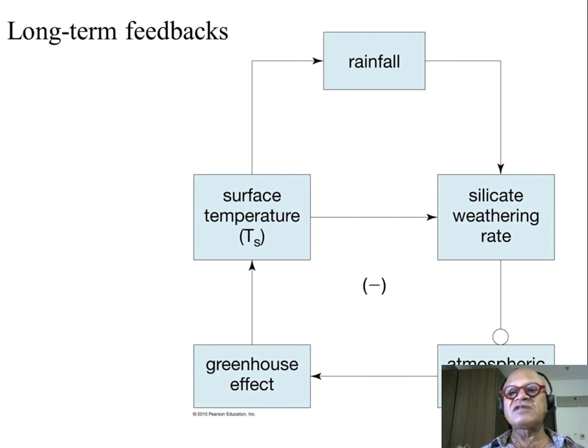So long-term feedbacks are that if you increase rainfall, you're going to increase the rate of weathering. Okay, that's a positive feedback. If you increase the rate of weathering, you're going to reduce the CO2, so that's a negative feedback. If you reduce CO2, you're going to reduce the greenhouse effect, so they're going in the same direction. Coupling, not feedback. That's a positive coupling. All these are couplings, right? If you reduce the greenhouse effect, it's coupled to the surface temperature. The surface temperature is going to go down, so that's positive coupling.